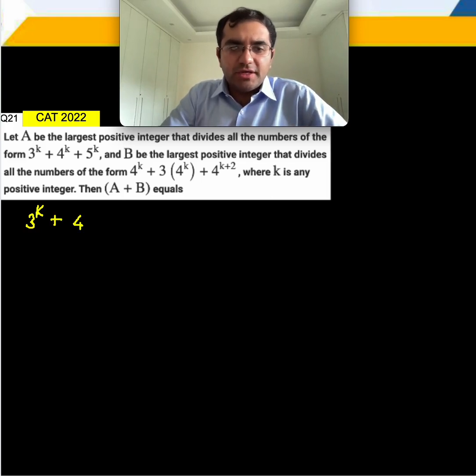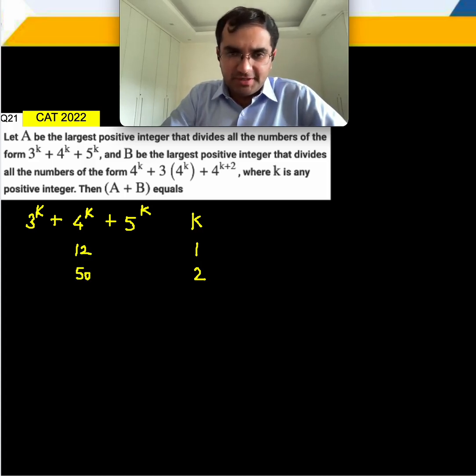So 3k, 4k, 5k, let's vary k. k equal to 1 डालेंगे तो 5, 9, 12 आ जाएगा. 2 डालेंगे तो 25, 35, 41, 50 आ जाएगा. ठीक है. And at this point we know that for these two, the number that divides both of them has to be HCF, that is 2. And after this point all numbers will be even, तो आपका HCF तो 2 ही रहेगा.